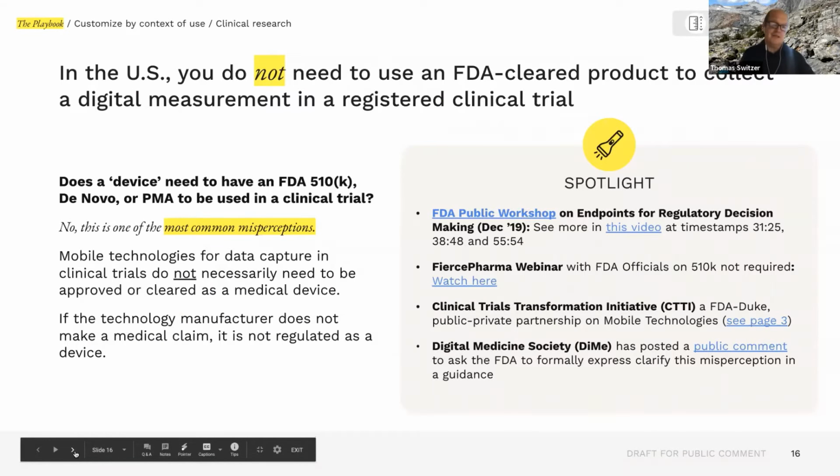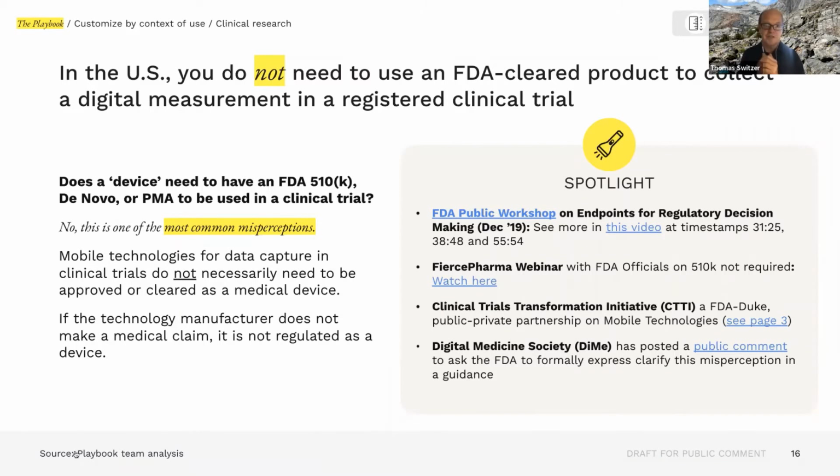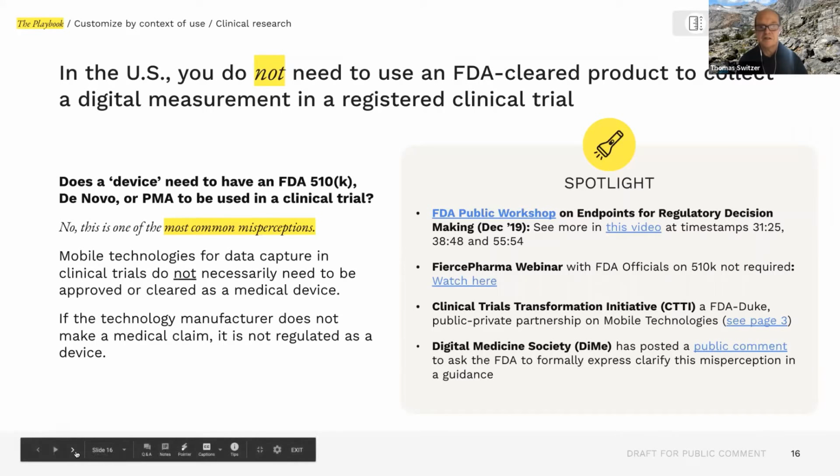So I think this is just re-emphasizing what I just said. You don't need to use a cleared product. It does help, but it's not necessary. And again, some of these consumer devices are interesting, but I think you have to go back and do your homework for it.